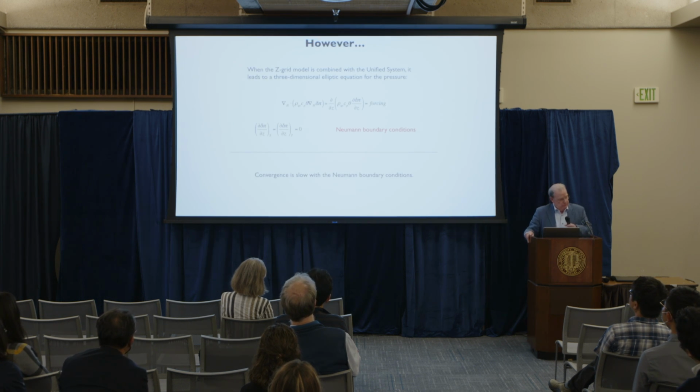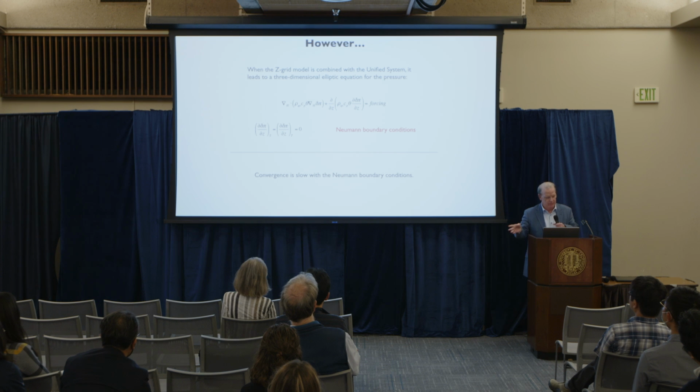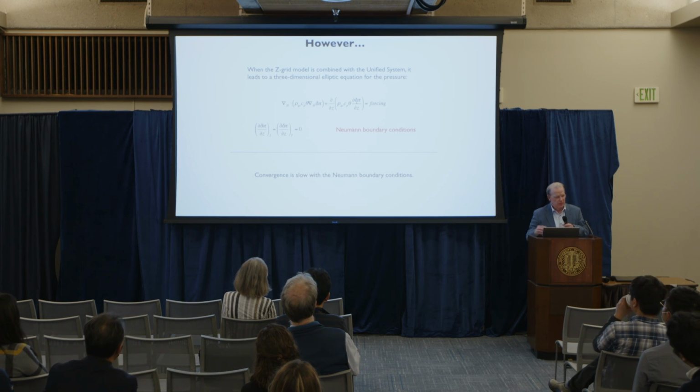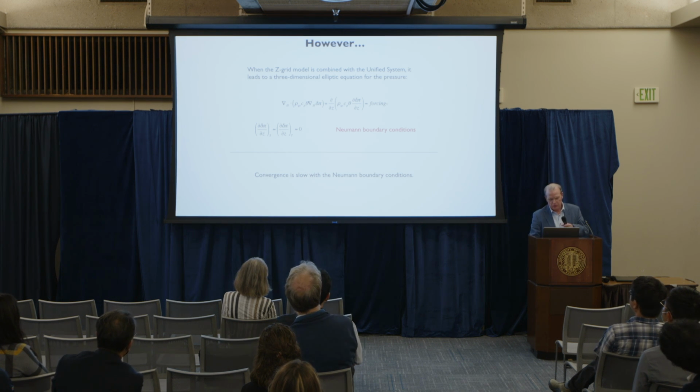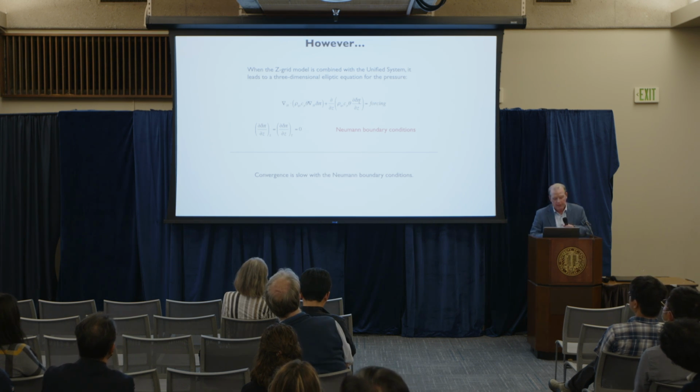When the Z-grid formulation that I just described is combined with the unified system that filters the sound waves, it leads to a three-dimensional elliptic equation for the pressure. And this is something that most of you probably heard about. It's characteristic of anelastic systems. So in this complicated looking equation, the delta pi, which you see right there, and again right there, is the departure of the pressure from some reference. And it's the unknown, and there's a forcing on the right-hand side, which I didn't write out because it's messy looking, and so you solve this equation for the unknown delta pi.